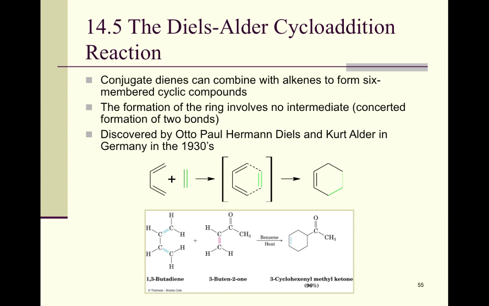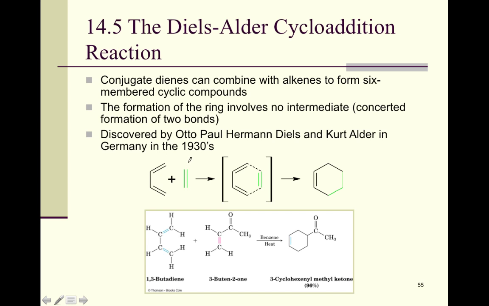The Diels-Alder cycloaddition reaction. Conjugated dienes can combine with alkenes to form a 6-membered cyclic compound. The formation of the rings involves no intermediate. It's concerted. The formation of the 2 bonds happens all at the same time. This was discovered by Otto Paul Hermann Diels and Kurt Alder in Germany in the 1930s.